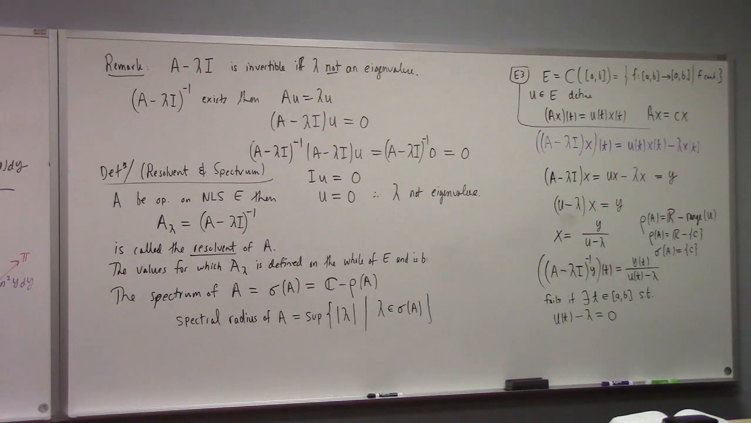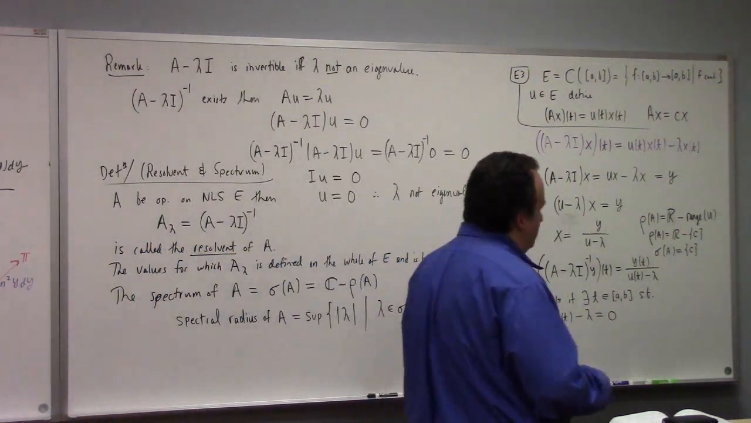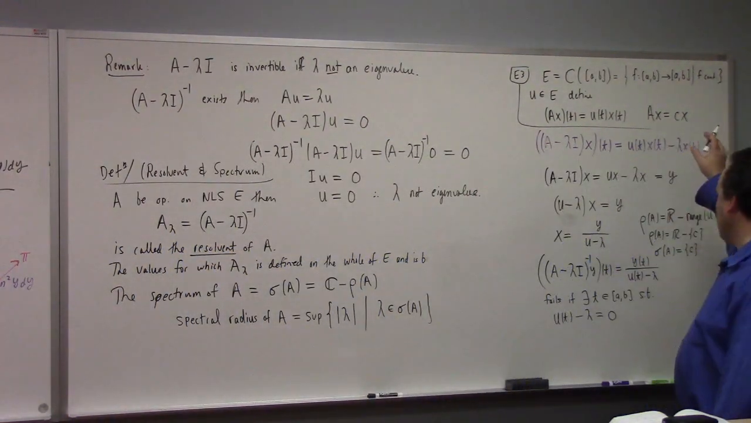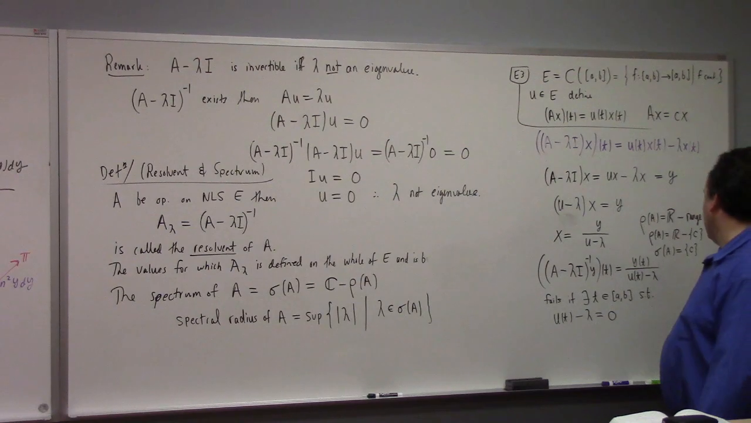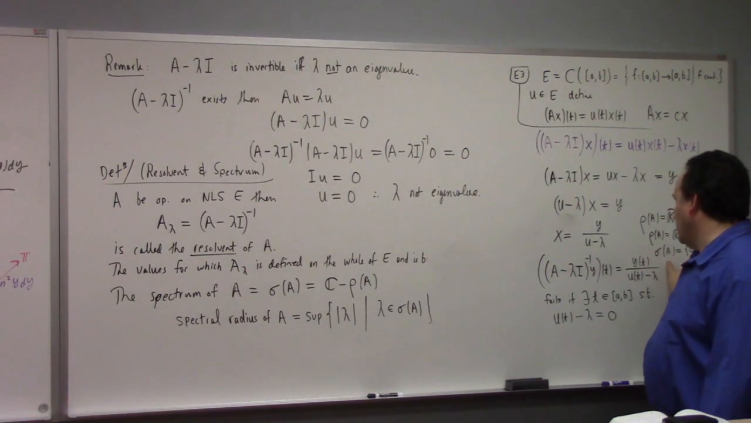Excuse me, the zero function is not an eigenfunction. However, it is in the zero eigenspace. In the case that the function is a constant, then the resolvent set is everything except for the constant, and the spectrum is the singleton.